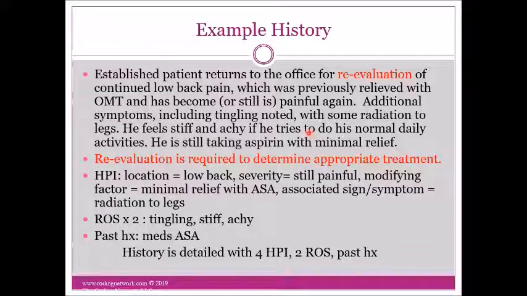And in your templates, I did notice you have a lot of HPI typically documented. So just as long as it's established early on in the note that they're here for a reevaluation versus just the OMT treatment.